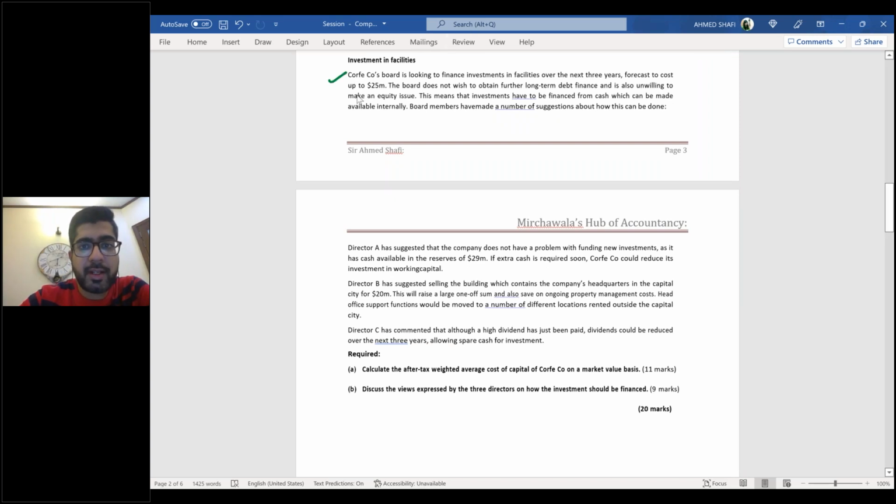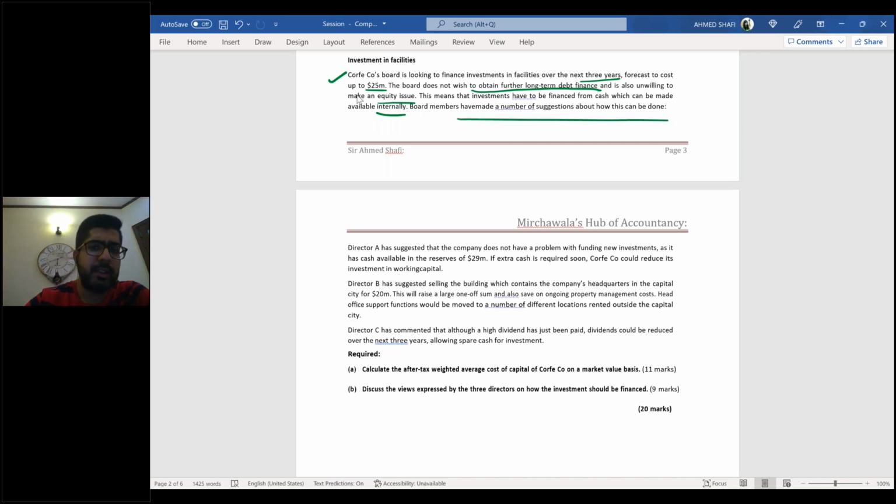Corfez board is looking to finance investment in facilities over the next 3 years, forecast to cost 25 million. The board does not wish to obtain long-term debt and is unwilling to make equity issues, neither debt nor equity. This means investments have to be financed from cash which can be made available internally. They need internally generated funds.